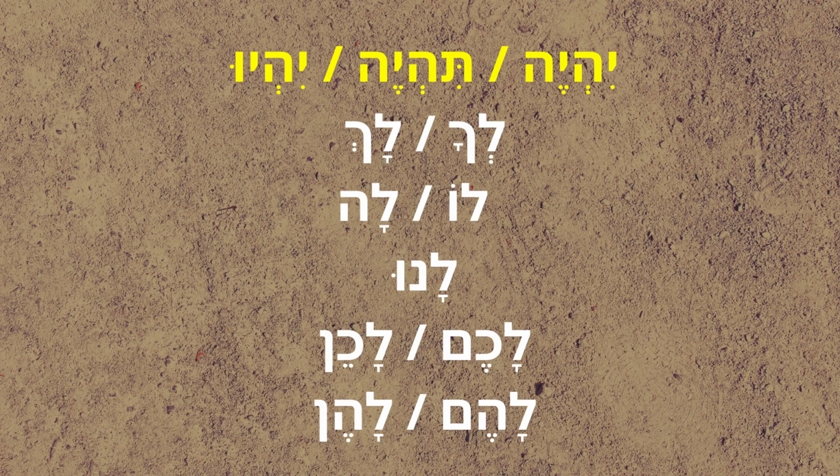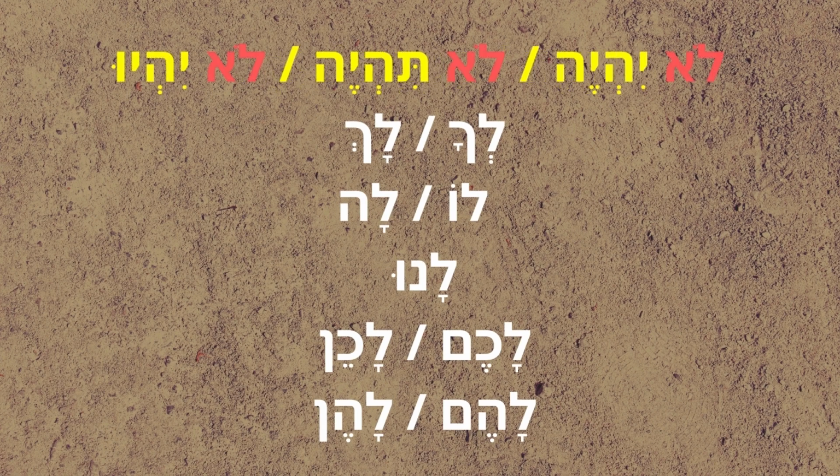Lecha, you will have, to a man. Lach, you will have, to a woman. Lo, he will have. La, she will have. Lanu, we will have. Lachem, you guys will have. Lachen, you gals will have. Lahem, they will have, speaking about men. Lahen, they will have, speaking about women. As before, please make sure to simply add the word lo when forming a negative possession.